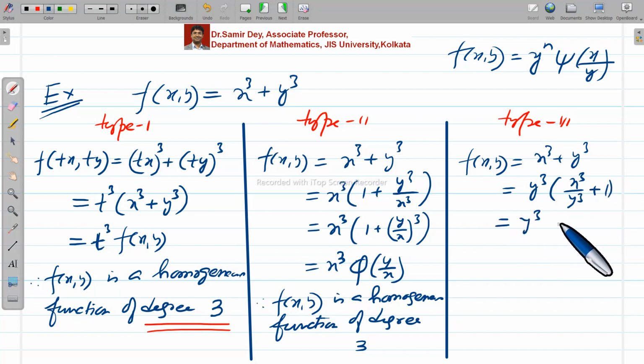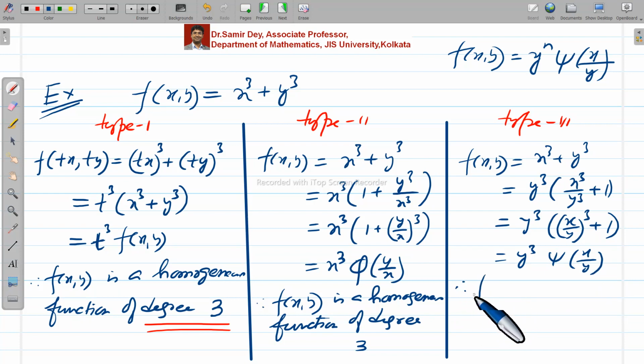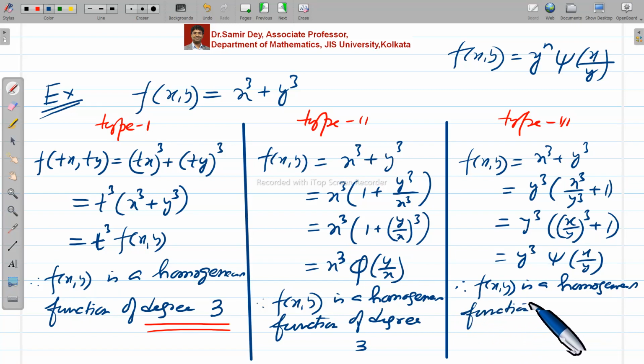Same way you may write y cube times x by y whole to the power cube plus 1, that is y to the power cube psi of x by y. So from here you may write f of xy is a homogeneous function of degree 3. Is it clear to all of you?